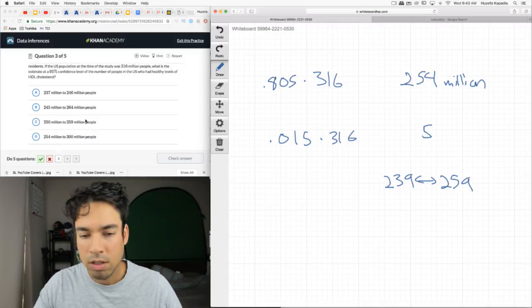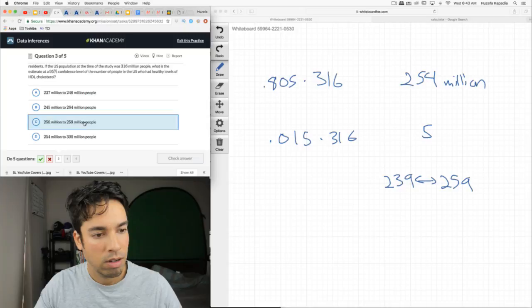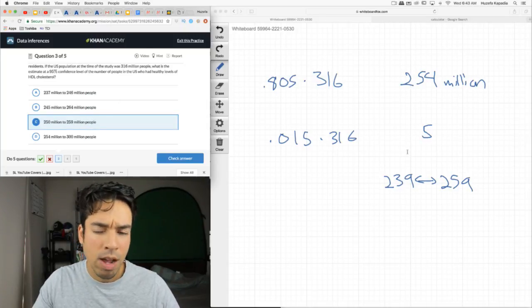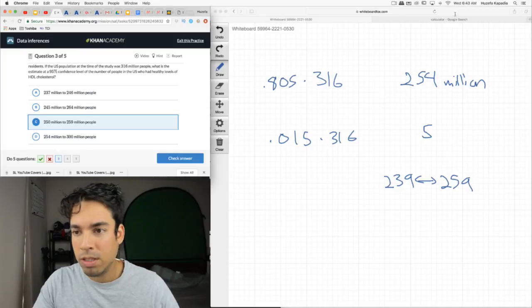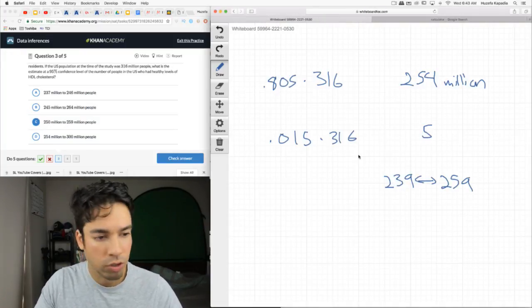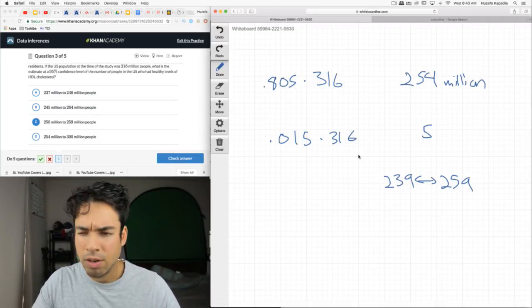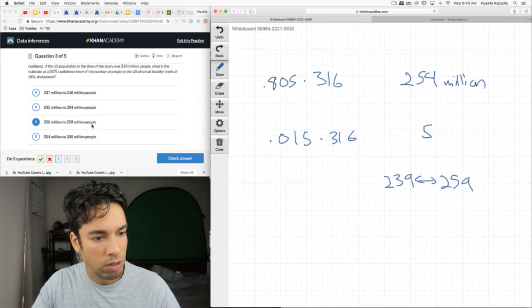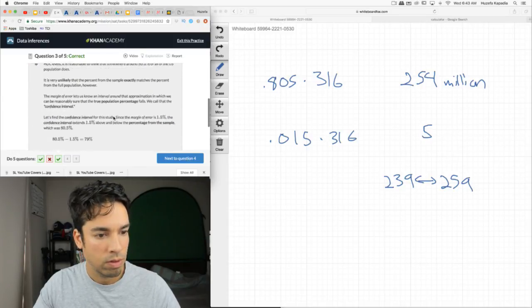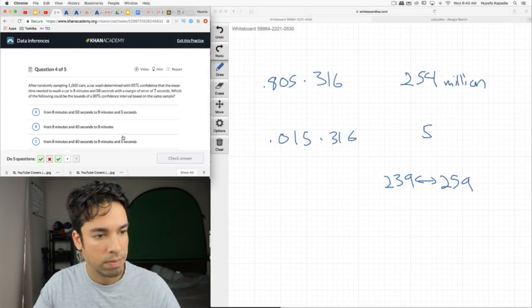Uh-oh. This is the closest one. I don't like that, because I would have rounded this up to 5, but I think they rounded the final answer, is what it must have been. And they left it at 4.74. They probably left this at 254 point whatever. So I think it's probably this one. Yeah, this doesn't make sense. This goes way too low, so it's got to be this. All right, cool. Nice. Next.